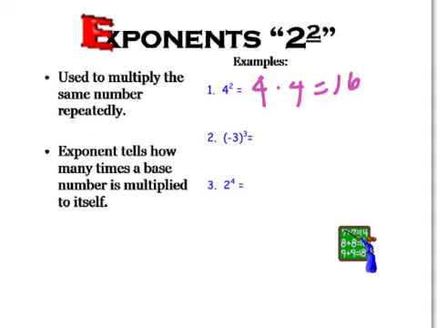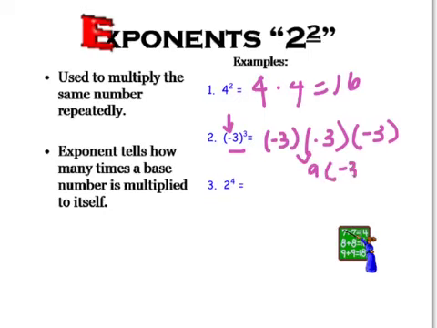Okay, here's the deal. When we have parentheses, what this means is that we have to multiply exactly what is in the parentheses. So that negative 3, it means I'm going to go negative 3 times negative 3 times negative 3. Now when I do that, I get 9 times negative 3, which then gives me negative 27.